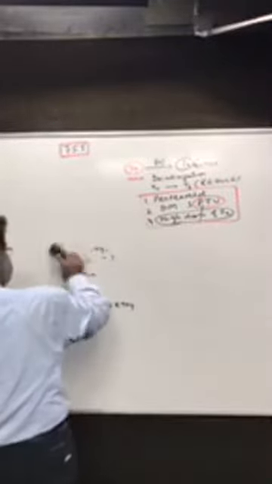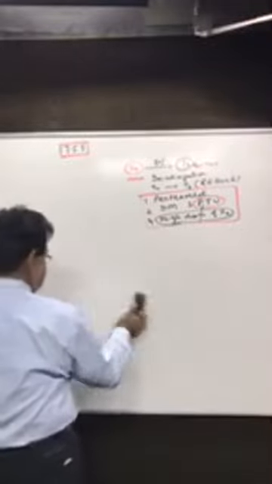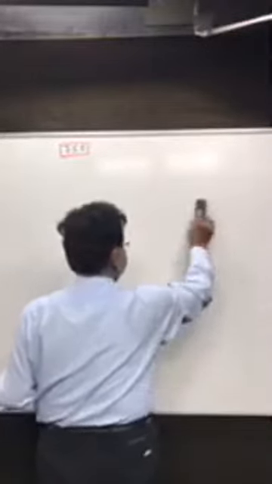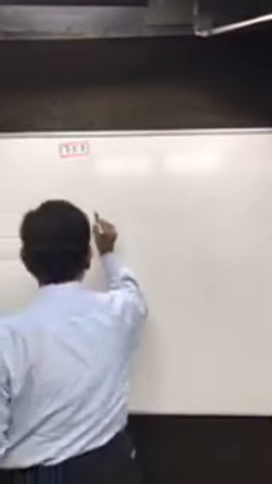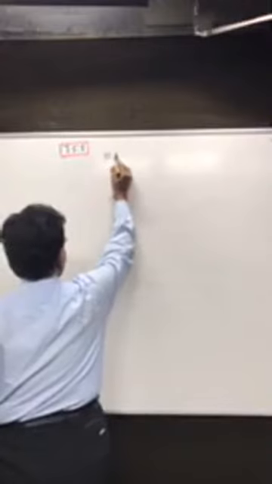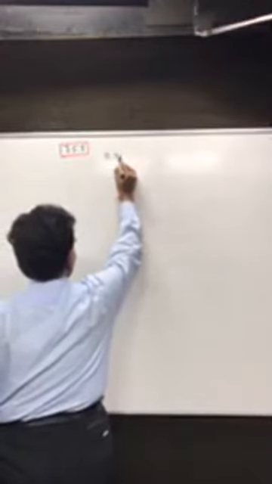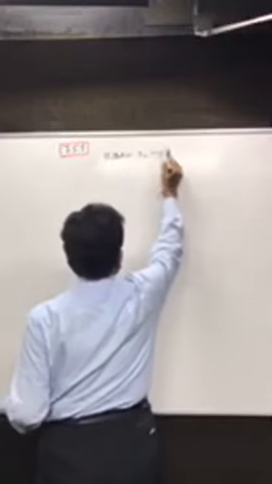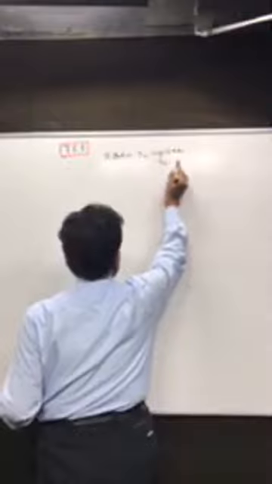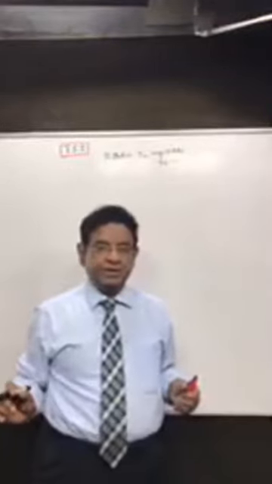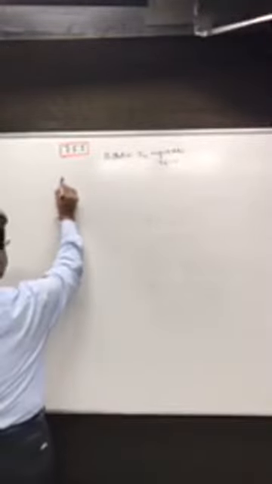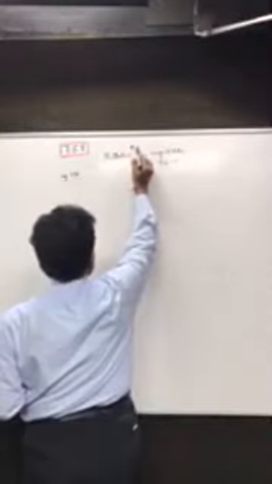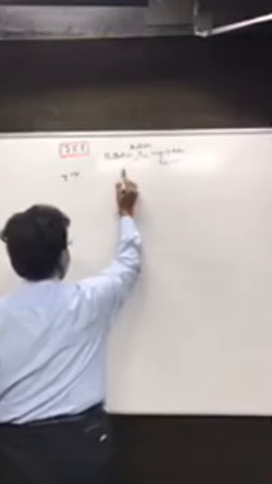Now we talk about something very important, the radioiodine uptake test. How is it done? In this we use radioactive iodine, maybe I-131 or any of this. The radioactive iodine uptake test, in short, we write as the RIU test.